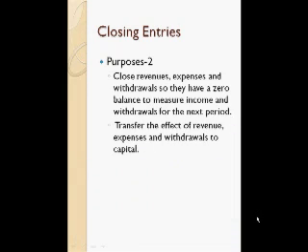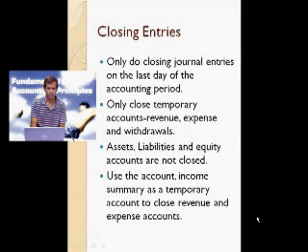The second purpose of closing journal entries is to transfer the effect of revenues and expenses and withdrawals to capital. All three of those accounts eventually affect capital, and so by doing our closing journal entries, we're taking the effect of those accounts and transferring it into capital. So those are our two purposes with closing journal entries. There are 4 steps in the closing process. Let's go through those one at a time.